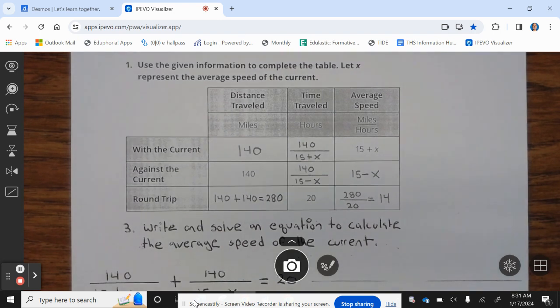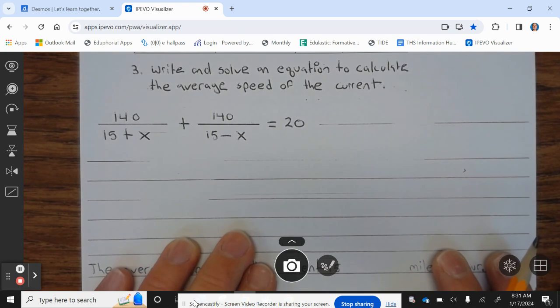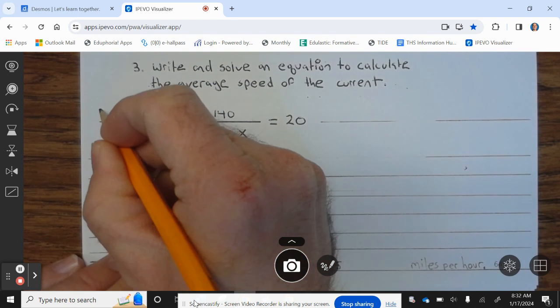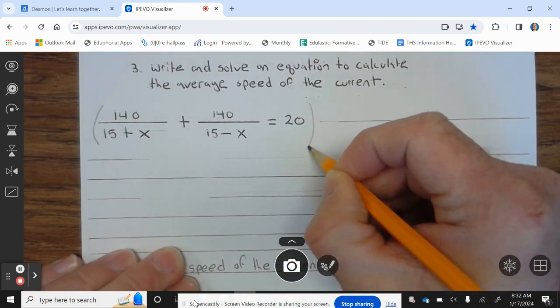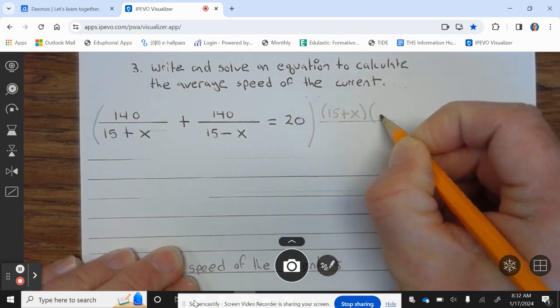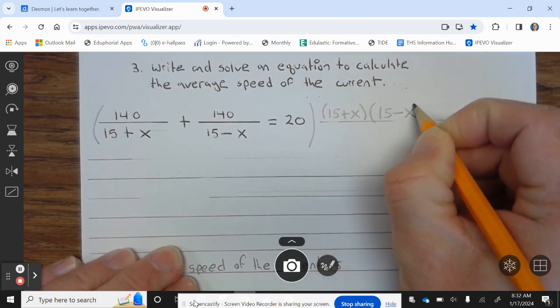All right, let's take a look at number 3. Write and solve an equation to calculate the average speed of the current. The equation is 140 divided by 15 plus x plus 140 divided by 15 minus x equals 20. Now to solve this, we need to multiply by the common denominator. So we need to multiply everything by 15 plus x times 15 minus x.